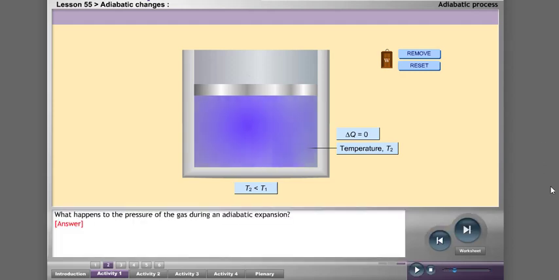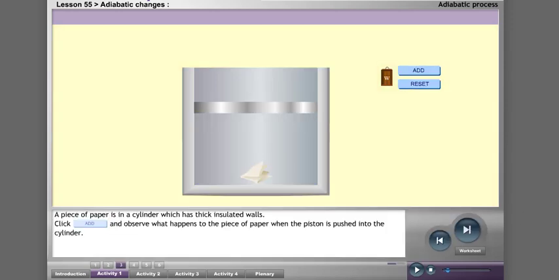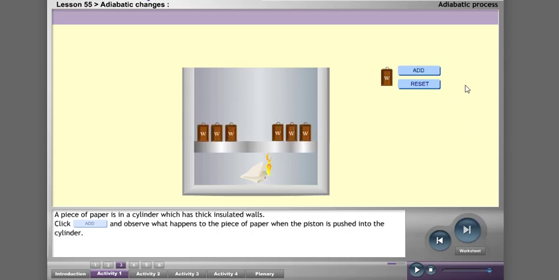What happens to the pressure of the gas during an adiabatic expansion? Answer: the pressure decreases. A piece of paper is in a cylinder which has thick insulated walls. Click Add and observe what happens to the piece of paper when the piston is pushed into the cylinder.